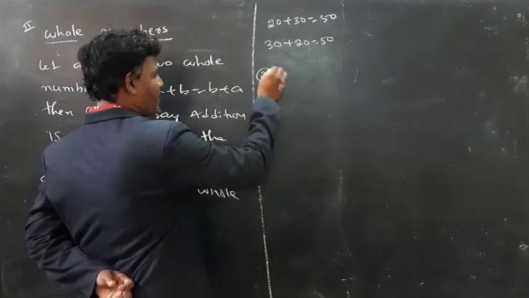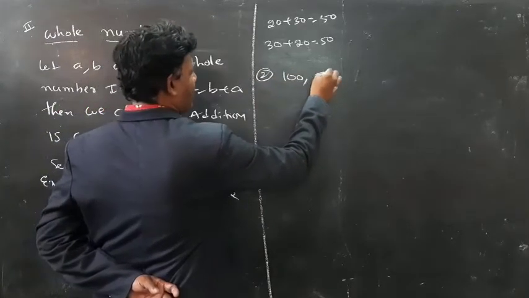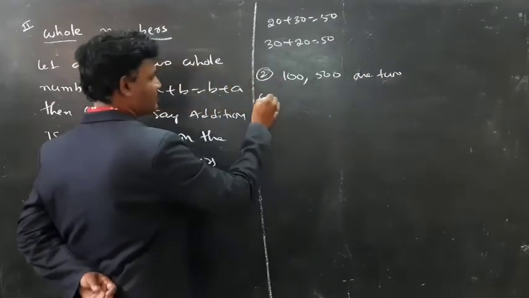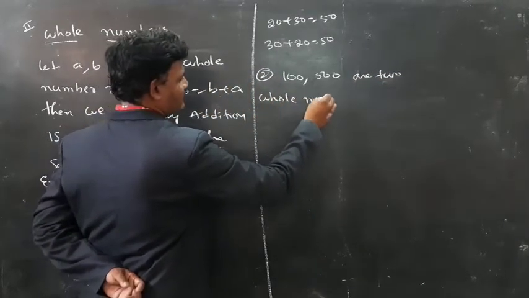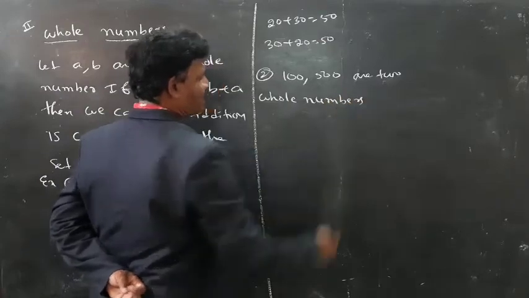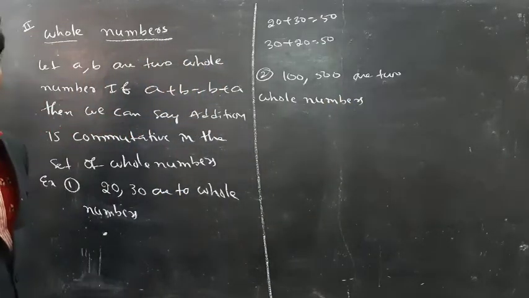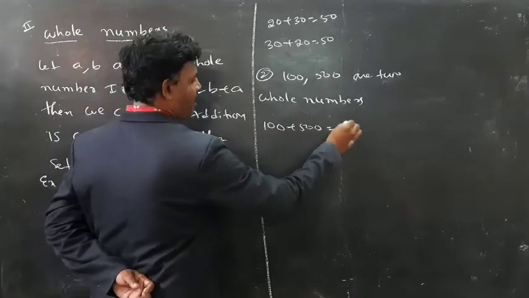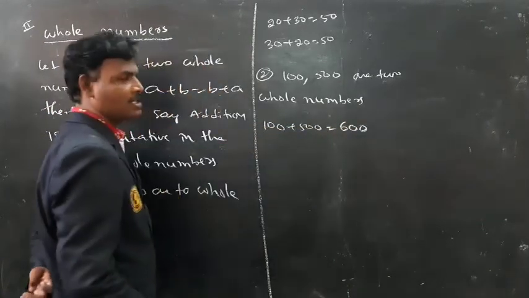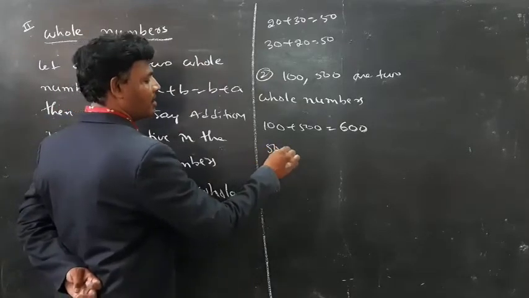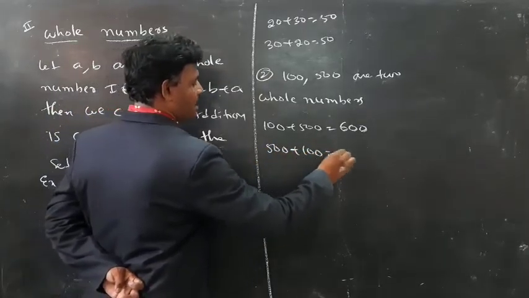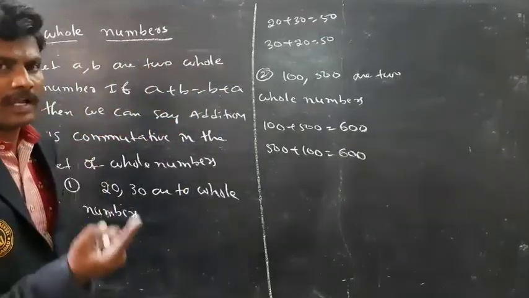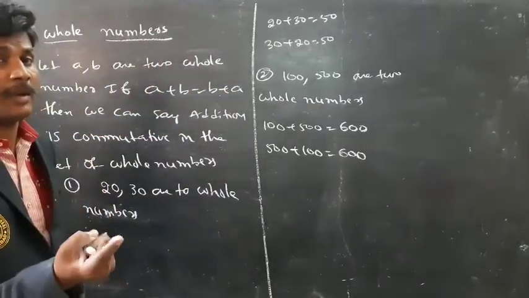Now example 2. 100, 500 are two whole numbers. Then what is the result of 100 plus 500? 100 plus 500 is equal to 600. Similarly, the result of 500 plus 100 is equal to 600. So here also the result of 100 plus 500 is equal to 500 plus 100.